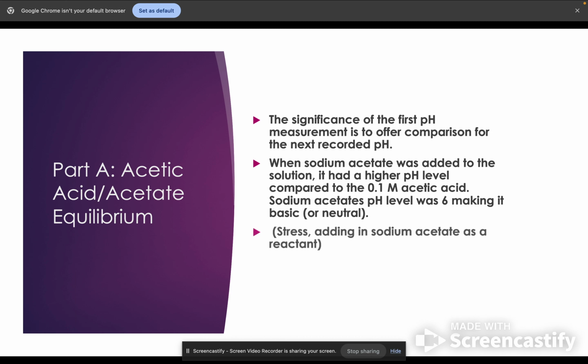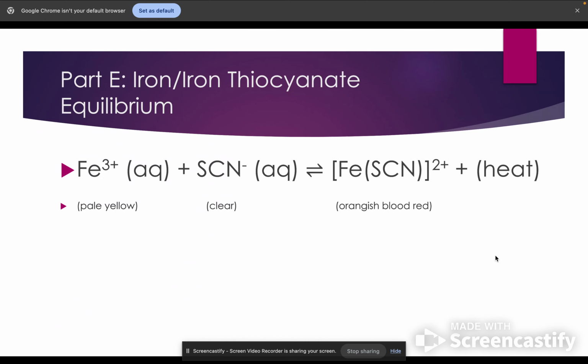And the stress in this experiment was adding in sodium acetate as a reactant. And down here is the balanced chemical equation when the sodium acetate was added. And to reestablish equilibrium in the equation, it's going to shift right because 1 gram of sodium acetate was added to the reactant side, meaning that there are now fewer products compared to reactants. In order to counteract this, the equation is going to shift to the right, so there will be an even amount of products and reactants.